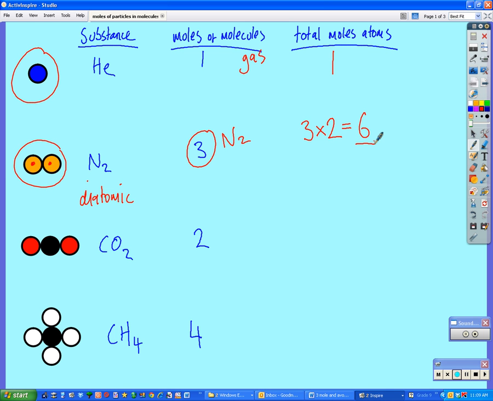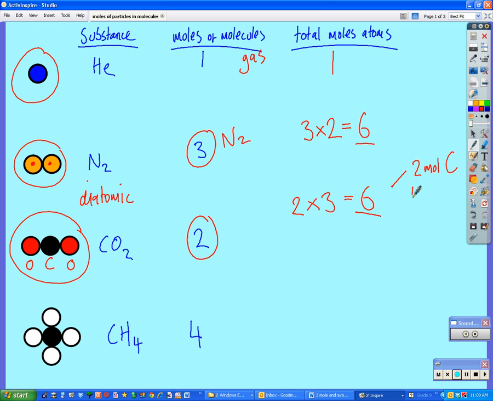Carbon dioxide, stranger still. Each molecule of carbon dioxide has got 2 oxygen atoms and a carbon atom. So each molecule of carbon dioxide contains 3 atoms. So if you had 2 moles of molecules, you would have 2 multiplied by 3 equals 6 moles in total of atoms. And that would be made up of 2 moles of carbon and 4 moles of oxygen.